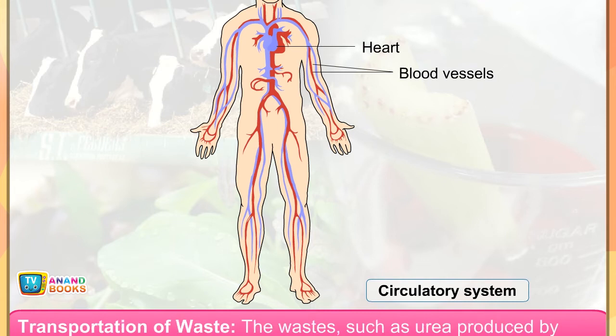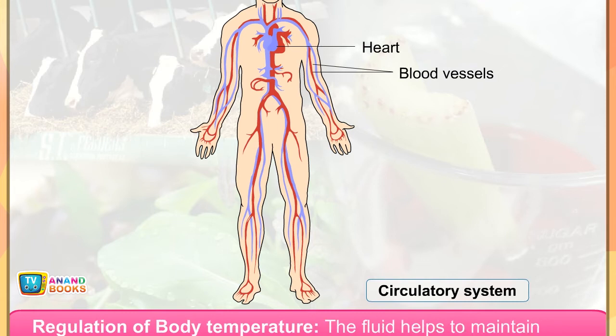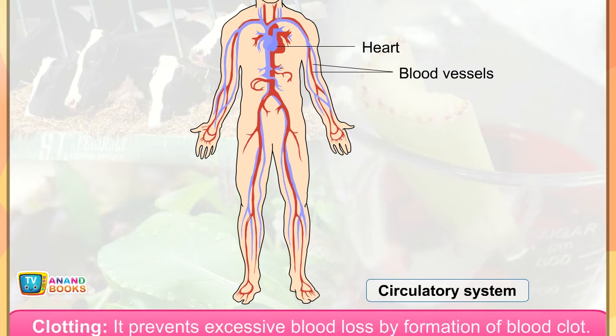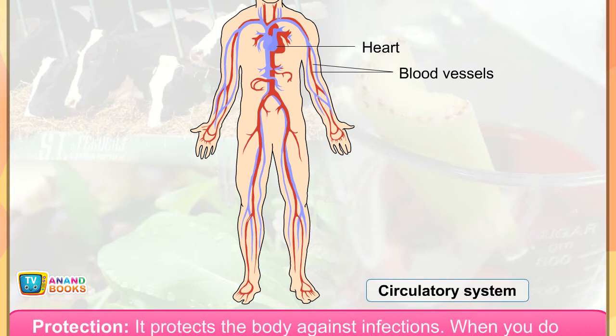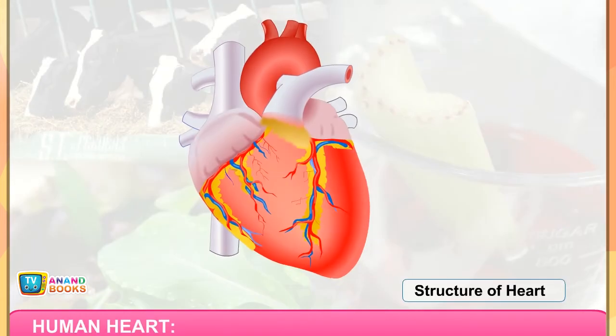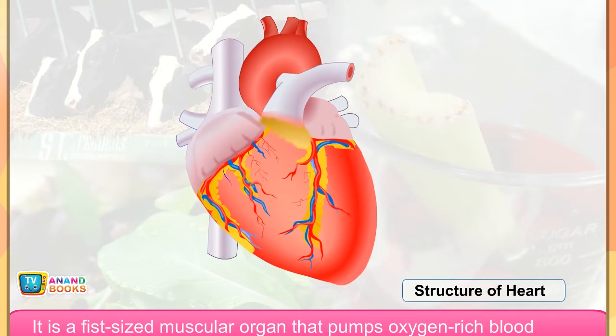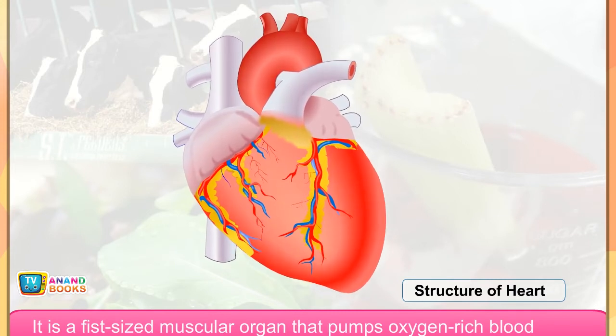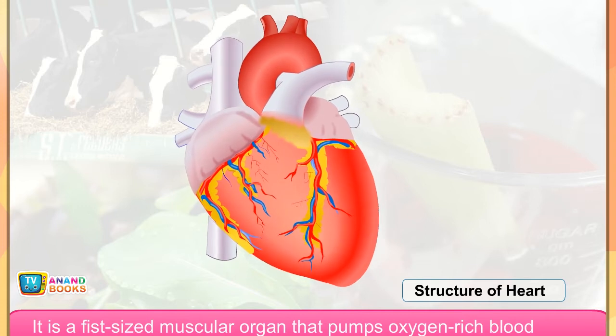Transportation of waste. The waste such as urea produced by metabolic activities is carried to the kidneys, from where it is excreted. Regulation of body temperature. The fluid helps to maintain constant temperature in the body. Clotting. It prevents excessive blood loss by formation of blood clots. Protection. It protects the body against infections. When you do hard work, your heart beats faster to supply more oxygen through the blood for more energy. Human heart. It is a fist-sized muscular organ that pumps oxygen-rich blood throughout the body. It is divided into 4 chambers.